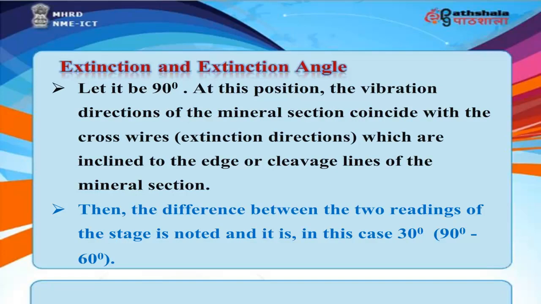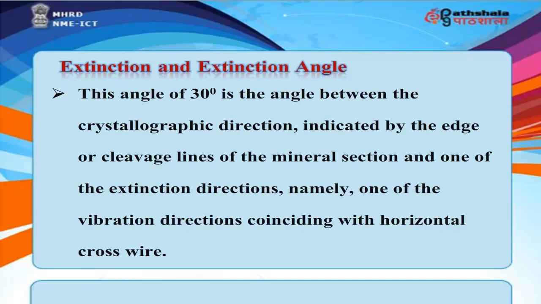Let it be 90 degrees. At this position, the vibration directions of the mineral section coincide with the crosswires, the extinction directions, which are inclined to the edge or cleavage lines of the mineral section. Then the difference between the two readings of the stage is noted, and it is in this case 30 degrees, 90 degrees minus 60 degrees. This angle of 30 degrees is the angle between the crystallographic direction indicated by the edge or cleavage lines of the mineral section and one of the extinction directions, namely one of the vibration directions coinciding with the horizontal crosswire.